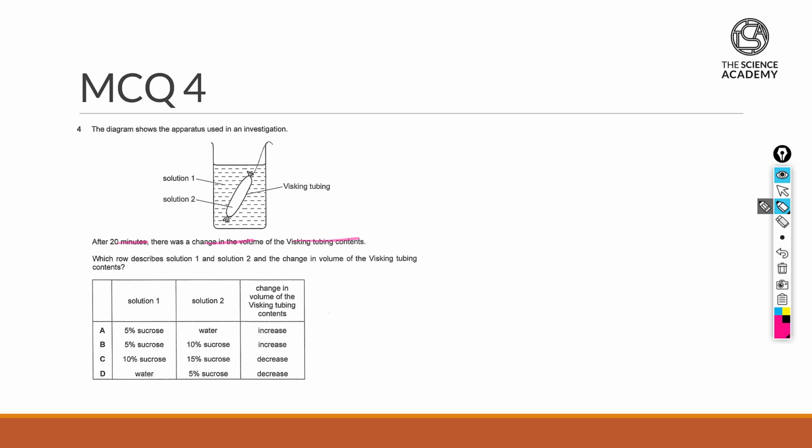Whenever it comes to a change in Visking tubing volume, it always has to be relatable back to the process of osmosis. The Visking tubing itself is going to be partially permeable. And this partial permeability means that it allows us to have a difference in water potential between two regions.